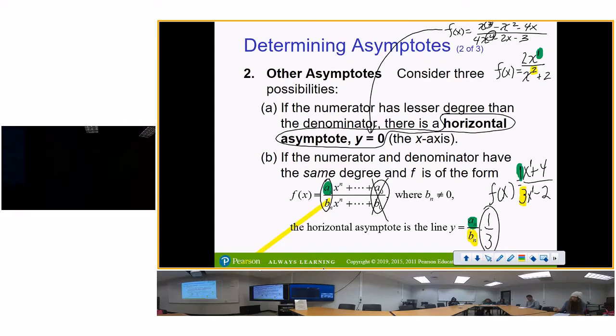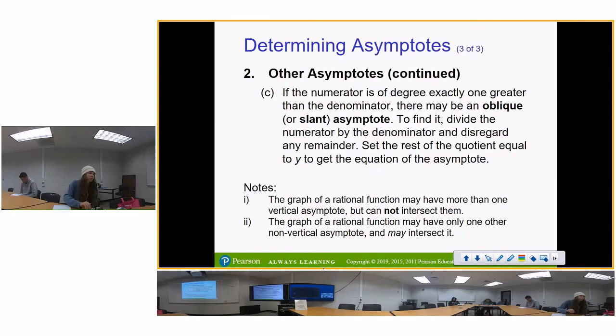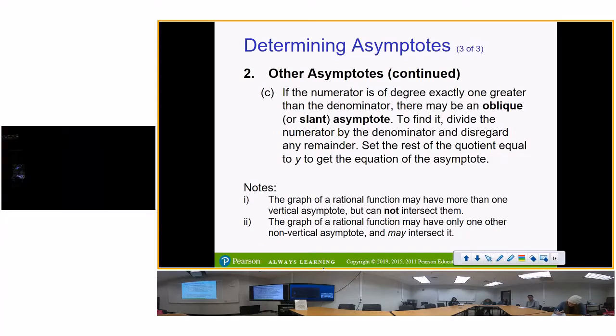And then there's one more. What if the degree of the numerator is higher than the degree of the denominator? Then you use dang old long division. There it is. Write that down. If the numerator is of degree exactly 1 greater than the denominator, there may be a slant asymptote. So, they're not going to give you any of this, not that way. Then you would use long division and graph and all that.